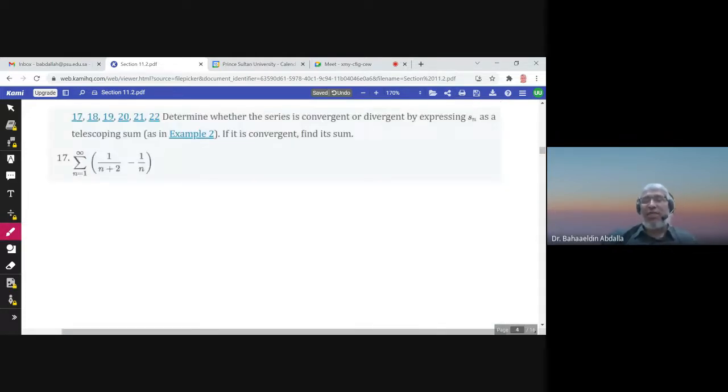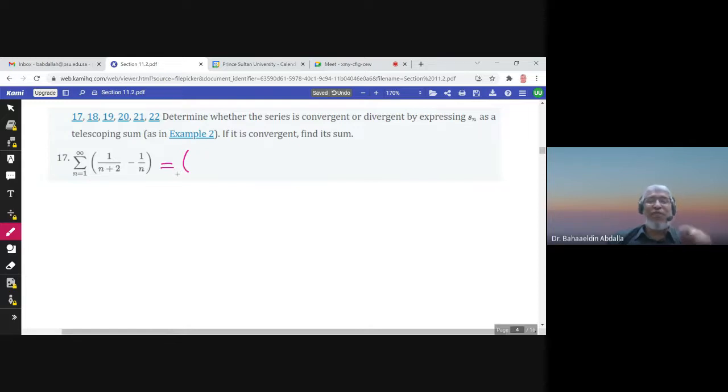Determine whether the series is convergent or divergent by expressing Sn as a telescopic sum. If it's convergent, find its sum. Here the question is ready. We have two terms already. It's not written as a number over n times n plus 2, so the first step, the partial fraction, is not needed. It is done for us, so I immediately find the terms.